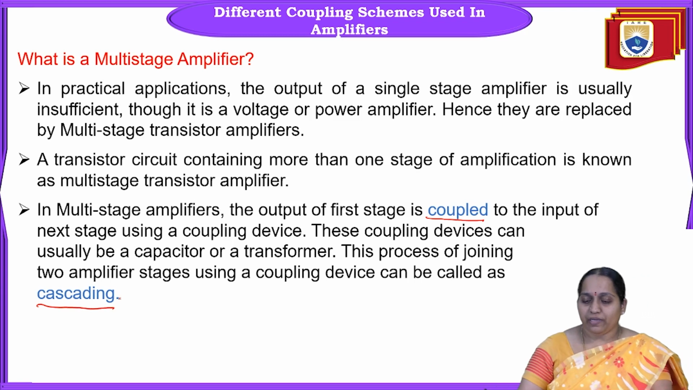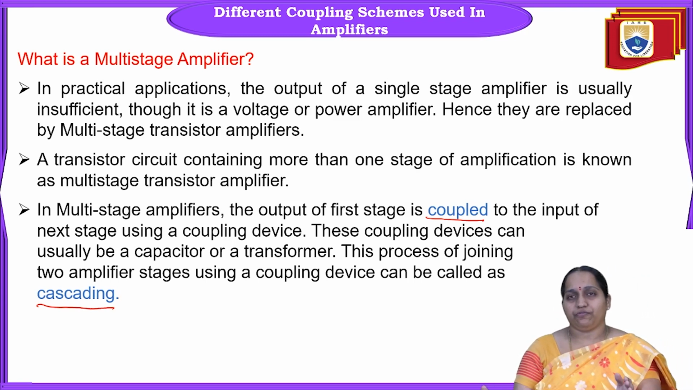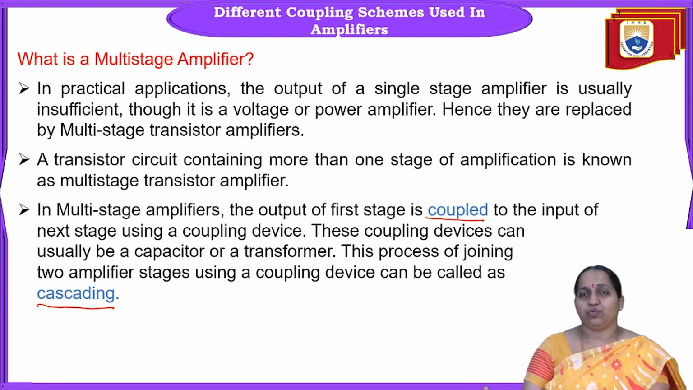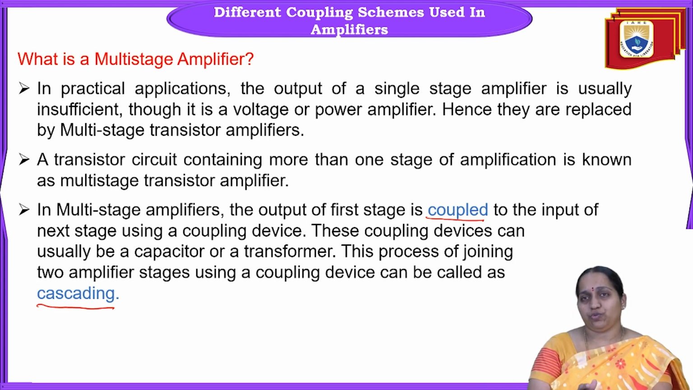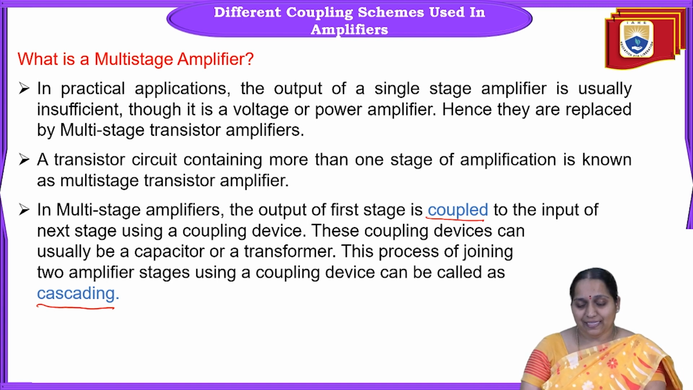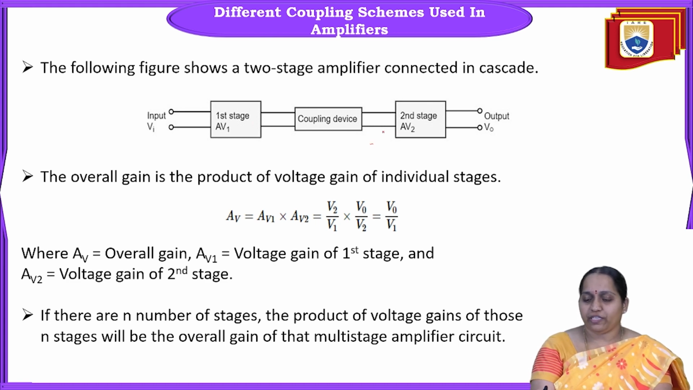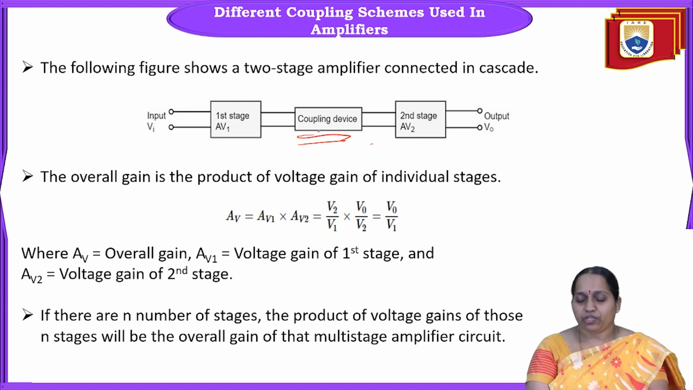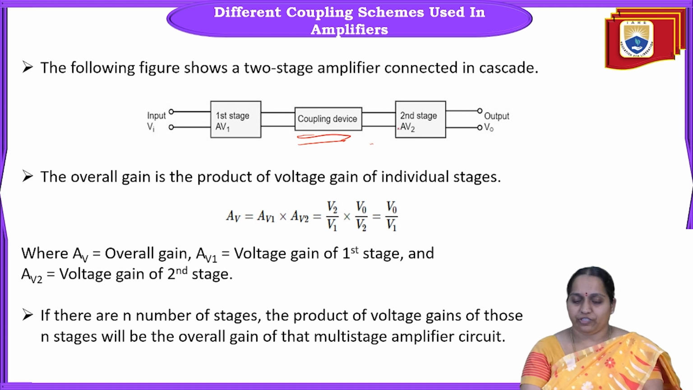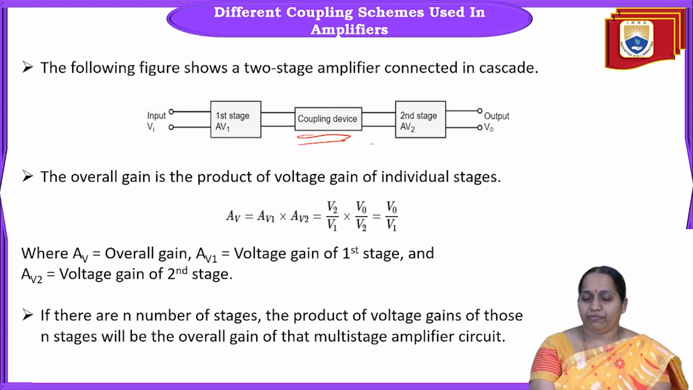Okay. So, coupling is nothing but the method, or the means used, to combine the output of the first stage to the input of the second stage. And cascading is nothing but the process of joining two amplifier stages using a coupling device. So, if you look at this figure, it shows a two-stage amplifier, okay, connected in cascade. So, the output of the first stage is connected to the input of the second stage by means of a coupling device. So, the coupling device here is connected between the output of the first stage and the input of the second stage. So, overall this is a two-stage amplifier, okay.